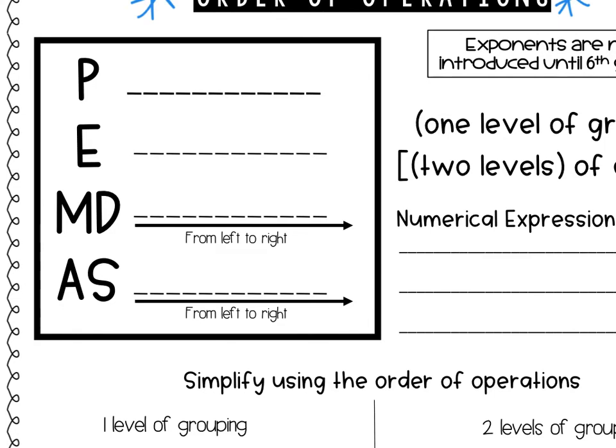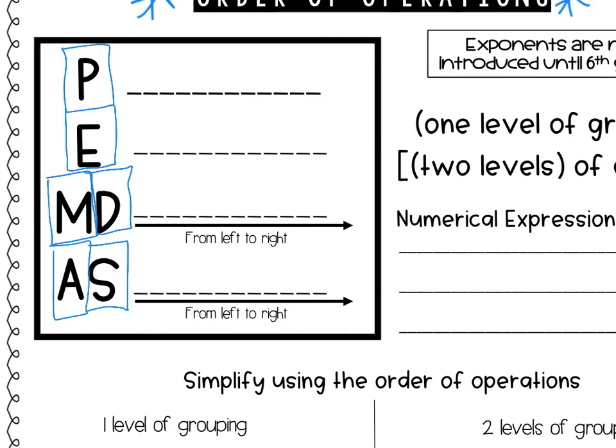So there are 6 very important letters that we need to remember when we are doing order of operations, and those letters are P, E, M, D, A, S. And those letters all together, when we talk about those letters, we are going to say the word PEMDAS. So PEMDAS is an acronym for the way that we are going to do order of operations.